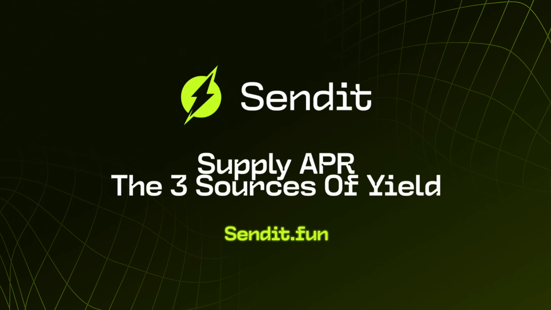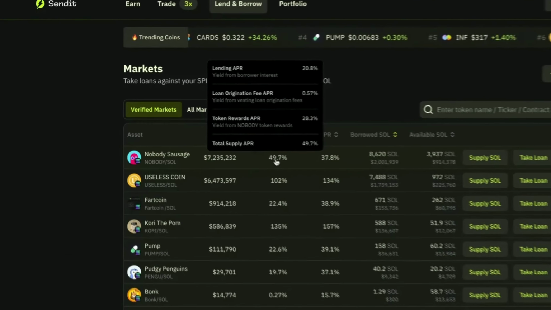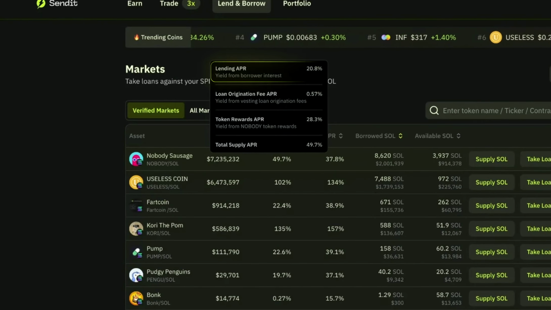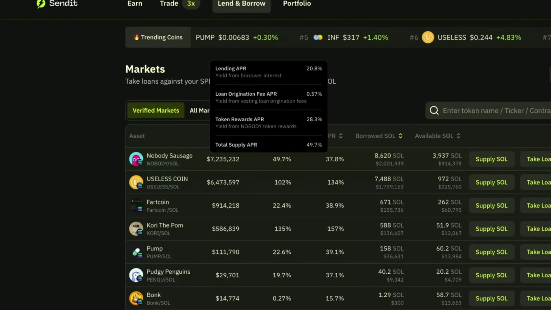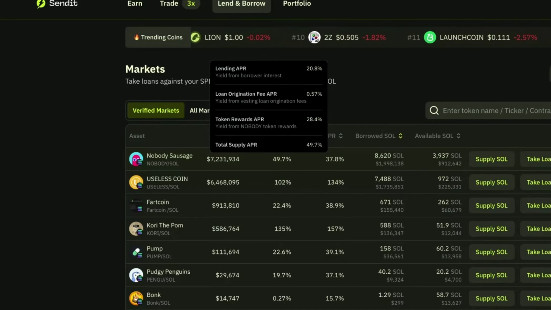Now, let's explore the supply APR and the 3 sources of yield, which constitute your return as a Solana lender. The lending APR depends on how much Solana is borrowed compared to what's supplied, determined by a bonding curve. Higher utilization leads to higher yield, similar to any money market. The loan origination fee applies whenever someone borrows Solana, as they pay a 1% fee directly to the lenders over a set period.